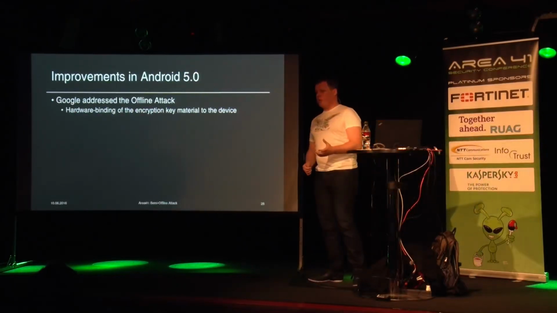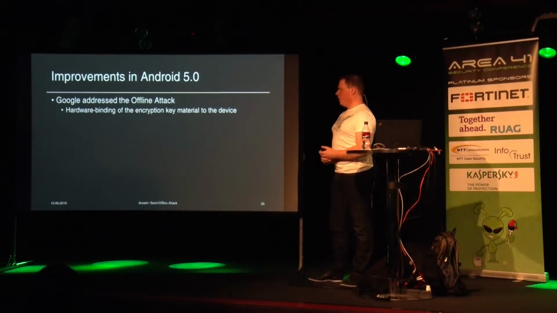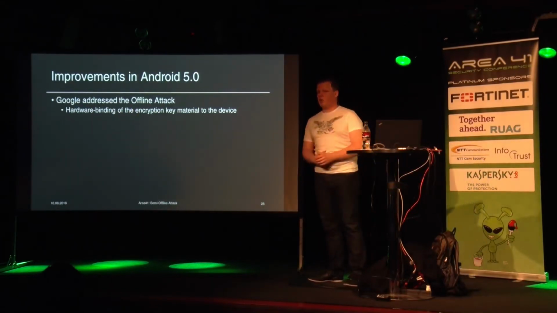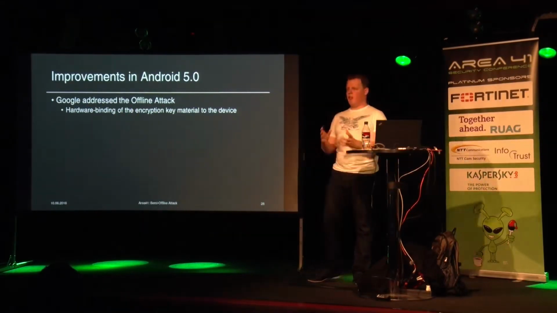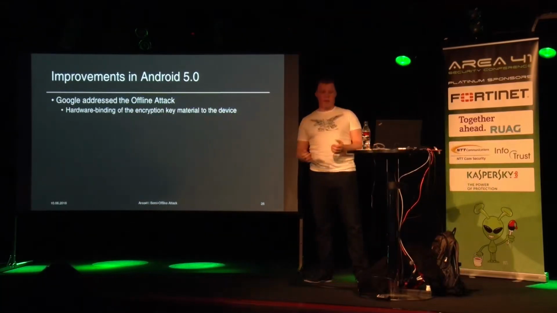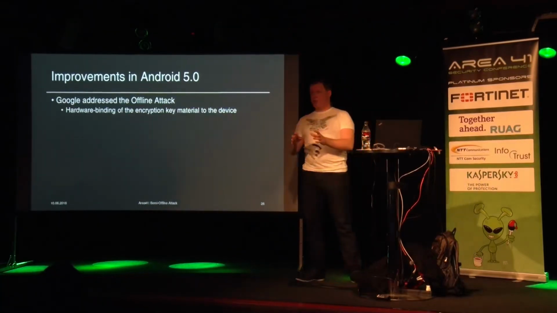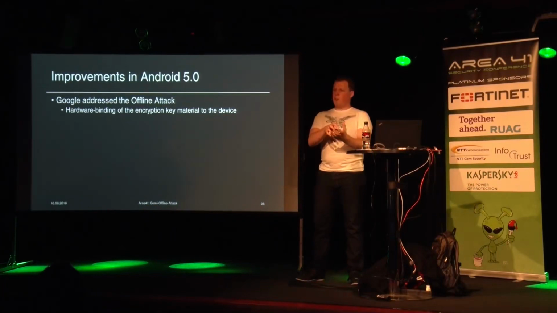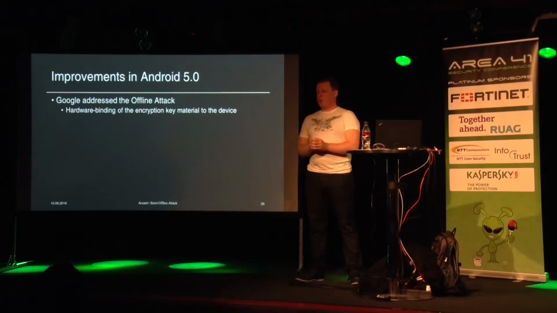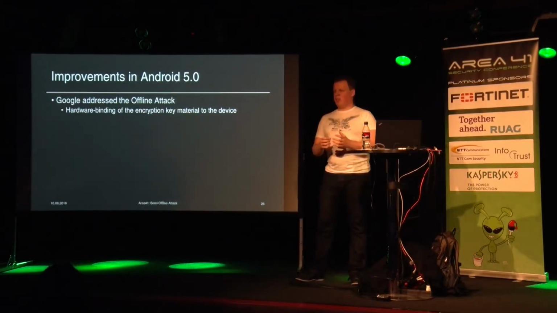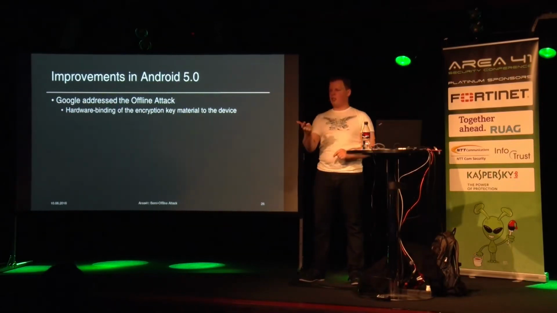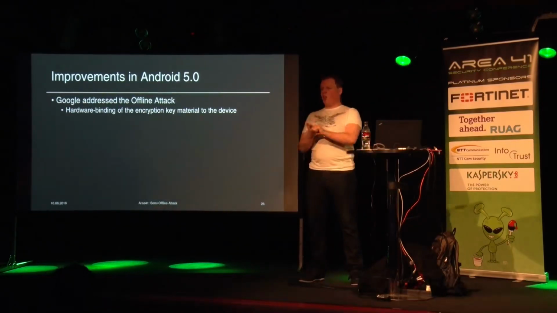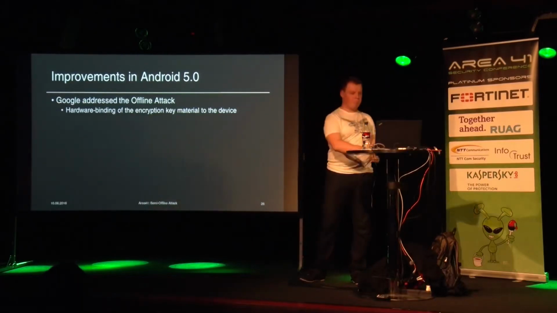Let's look at the improvements that Google gave us. They call it hardware binding of the encryption key material to the device. Sounds nice. That actually means you need the device on which the encryption happened to decrypt it. In the best scenario, it means you cannot get the crypto footer off the device, you cannot get the user data off the device, and you cannot run it off the device. So the offline attack would be prevented.